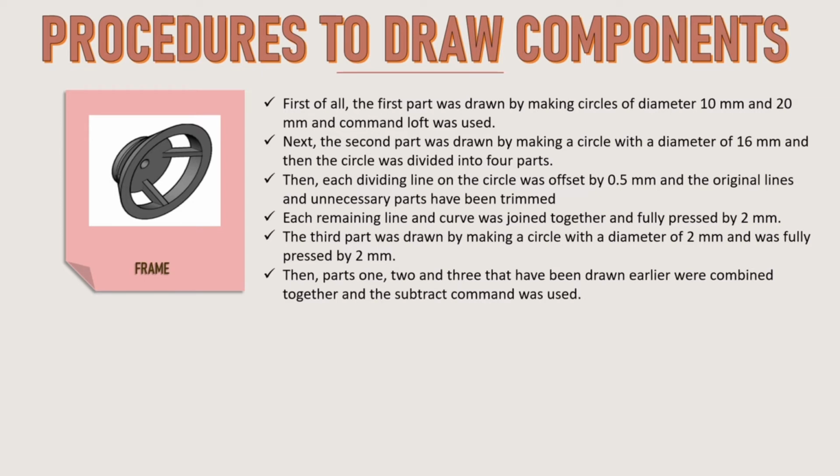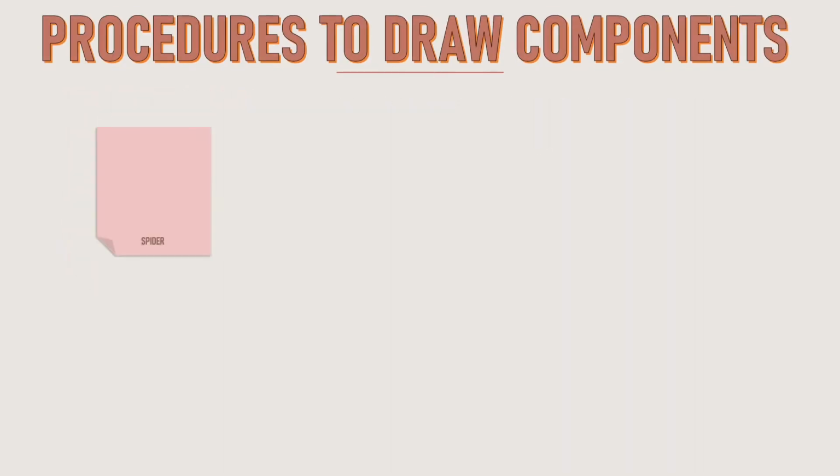The third part was drawn by making a circle with a diameter of 2mm and was fully pressed by 2mm. Then parts 1, 2 and 3 that had been drawn earlier were combined together and the subtract command was used. So next is the spider.